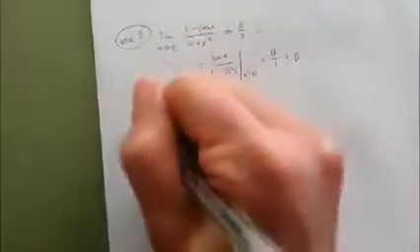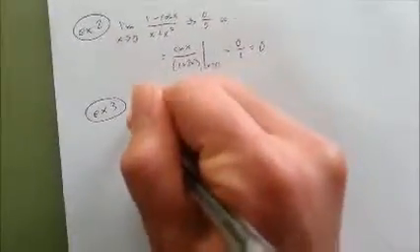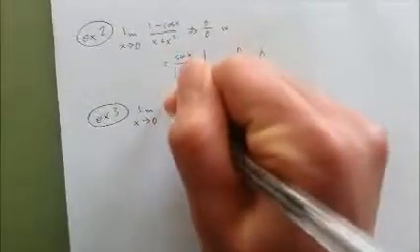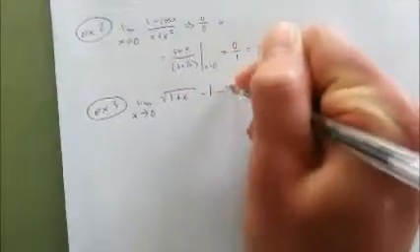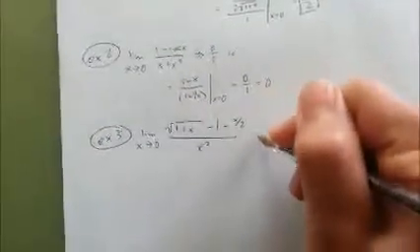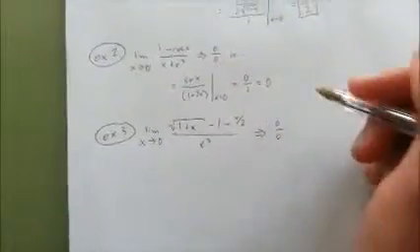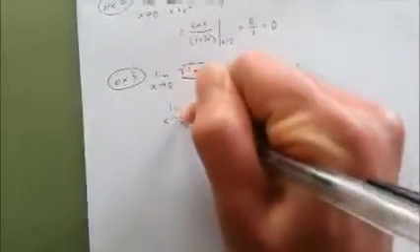Show you another example. Example 3. These can all be found in your book, I forget what page. Limit as x approaches 0 of square root 1 plus x minus 1 minus x over 2, all over x squared. And when you plug in 0, you'll end up with 0 over 0, which can't be a thing.